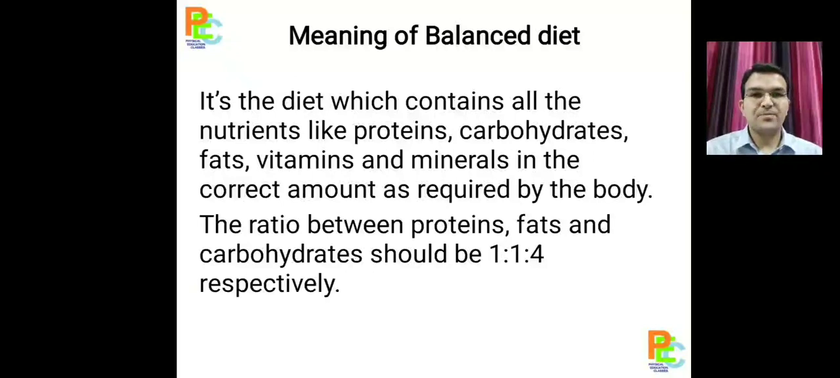balanced diet. Moreover, the ratio of protein, fat and carbohydrate in the diet must be 1:1:4. This must be the ratio between proteins, fats and carbohydrates.